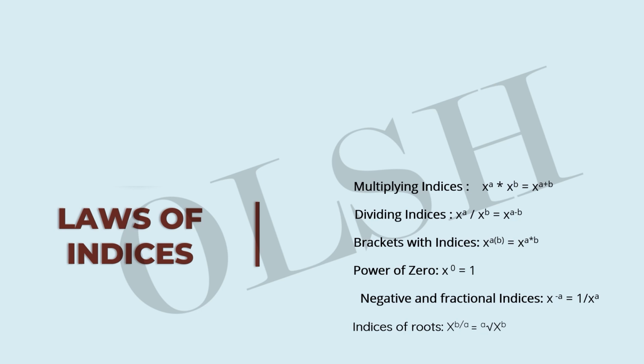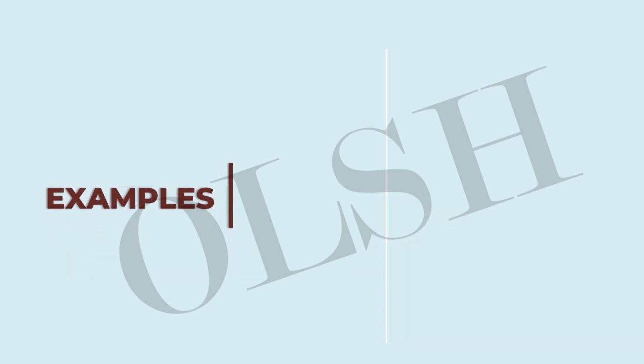We have indices of roots. When we have x raised to the power of b divided by a, it's the same as saying the a-th root of x raised to the power of b. So the a, which the index is divided by, comes to the left hand side of the expression, but not just by itself; it comes with a root sign, to get the root of the expression. So let's look at examples.